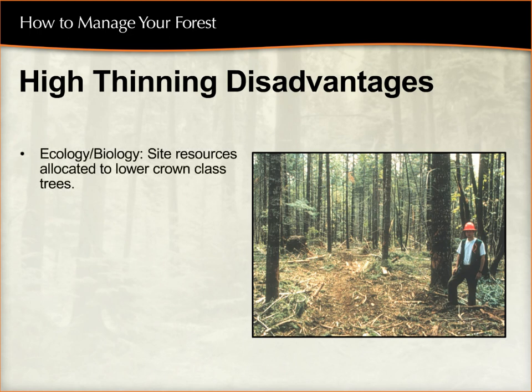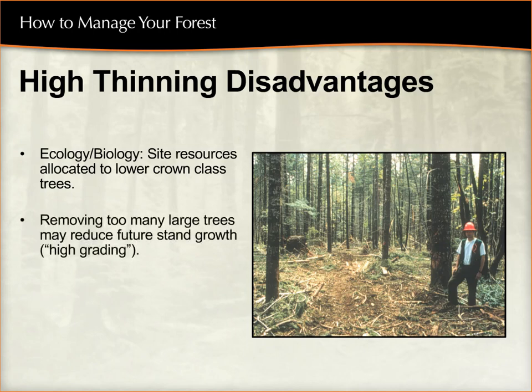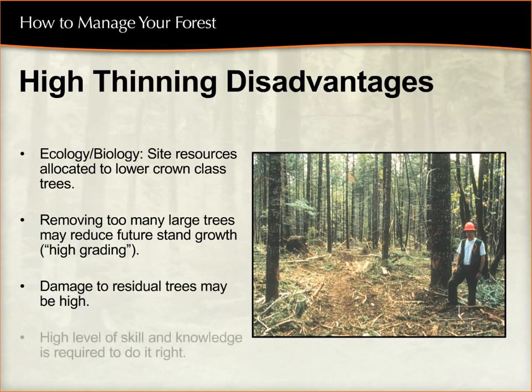For a high thinning to work well, only a few big trees should be removed, but if too many big trees are removed, called a high grading, the future stand growth potential may be reduced. And removing the big trees from among the smaller ones can result in damage to the residual trees. Overall, although a high thinning can work well, it requires a high level of skill and knowledge to do it right.